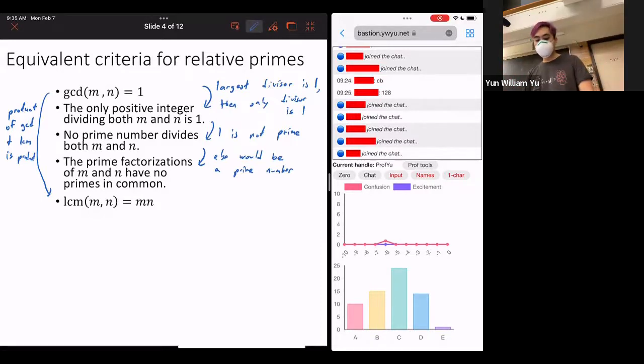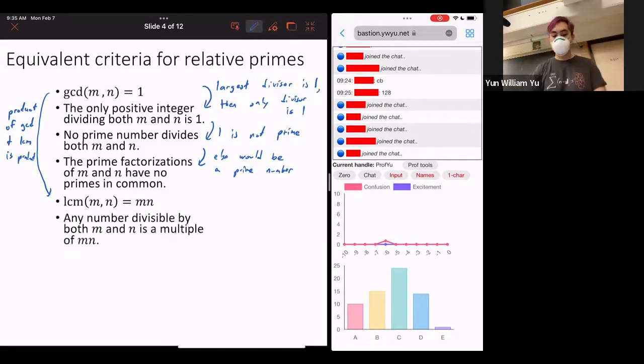And there are a couple other ones. For example, this one is just a property of the LCM, right? If the least common multiple is mn, then we know that any number divisible by both m and n is going to be a multiple of mn.